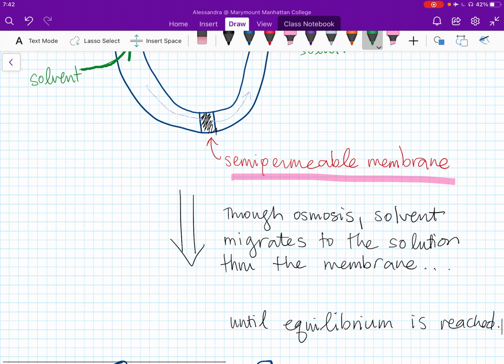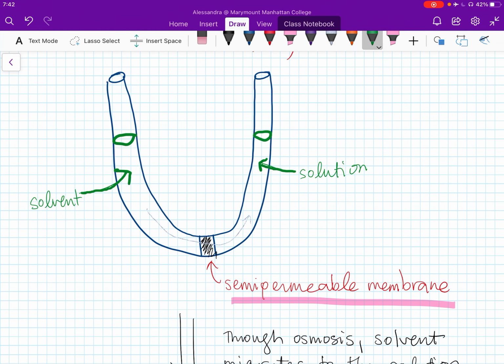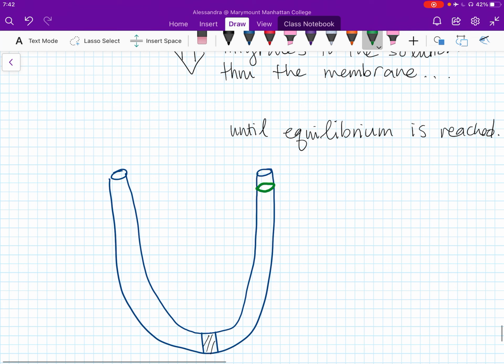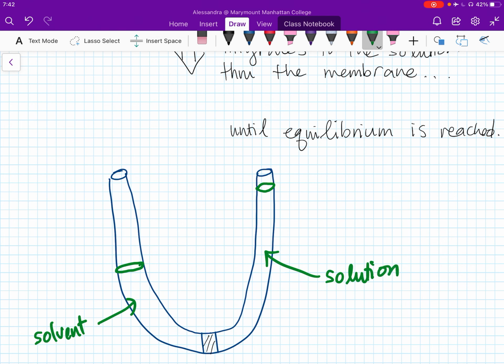So if you go back to the first one, you can see where I kind of noted where the top of the liquid is here and here. What's going to happen is the solution is going to be much taller and the solvent side will have gotten much shorter. Okay, so this is the solvent side, and many of the solvent particles migrated over to the solution side. Now, at equilibrium, the height difference between these two, okay, so this is the height difference here, represents what's called the osmotic pressure pi.